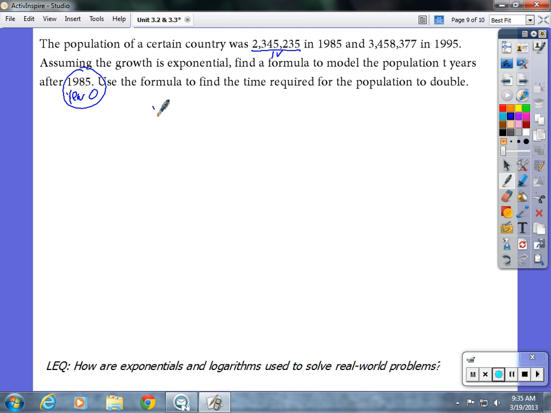So if we go ahead and look at y equals a times b to the x, and fill in what we know, we just said that in year 0, a is going to be 2,345,235 times b to the x. Well, we have to figure out what the b value is. So we're going to use this number and this year, which, if 85 is year 0, then that means 95 is going to be year 9.